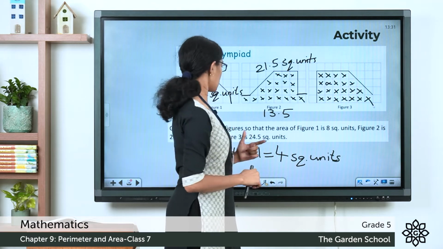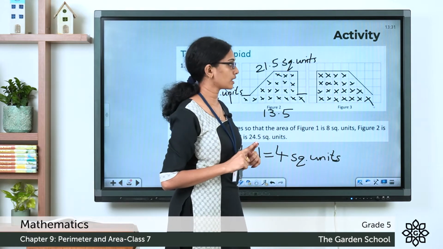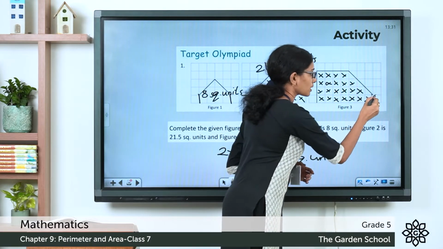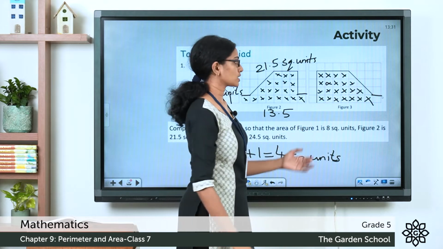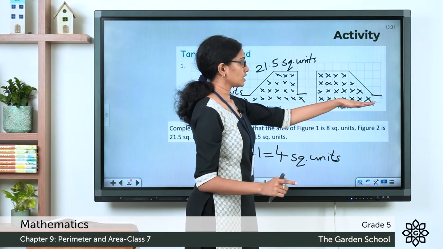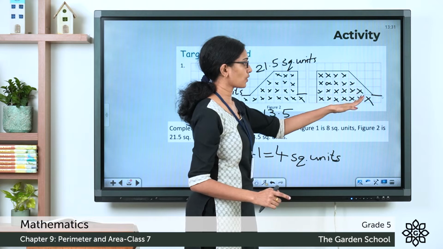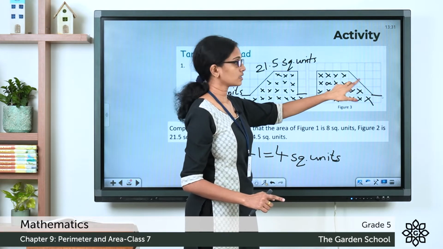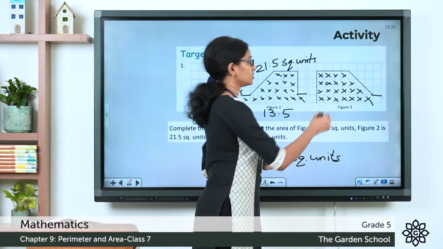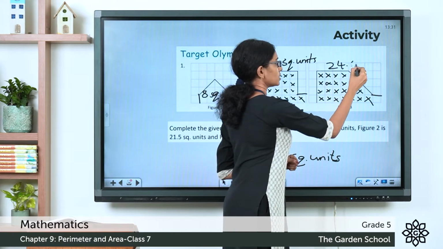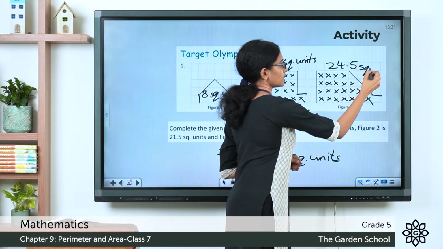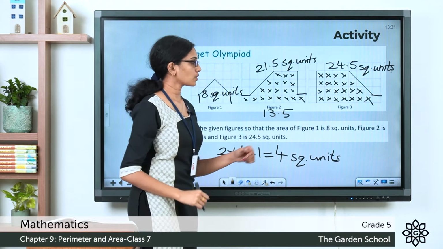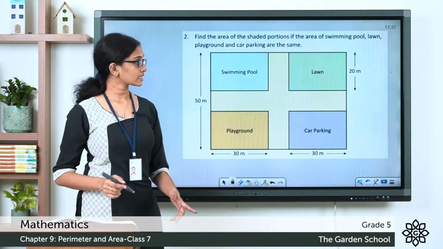We have to make it 24.5. The difference is 1 square unit between 23.5 and 24.5. Let's add one more complete square here, like by drawing like this. So right now we have, see how much? 23 complete squares, then 2 half squares, which make 24, then 24.5 here. So now we have completed the figure to make it having an area of 24.5 square units. I hope you got this clear. Now let's move on to the next activity.